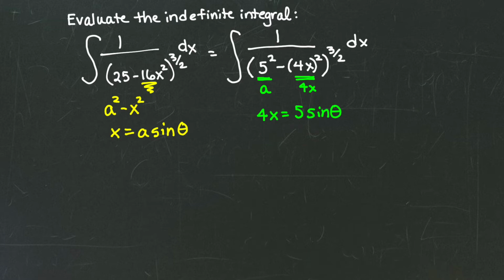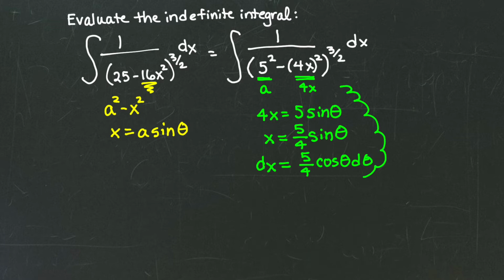In other words, dividing both sides by 4, x is just going to be replaced by 5/4 sine theta. So everywhere I see an x, I'll replace it with 5/4 sine theta. And every time I see dx, I'm going to replace that with 5/4 cosine theta d theta. That's how I do it. I kind of make the same pattern, but instead of just having an x squared, I turn it into 4x. Let's see how this works.